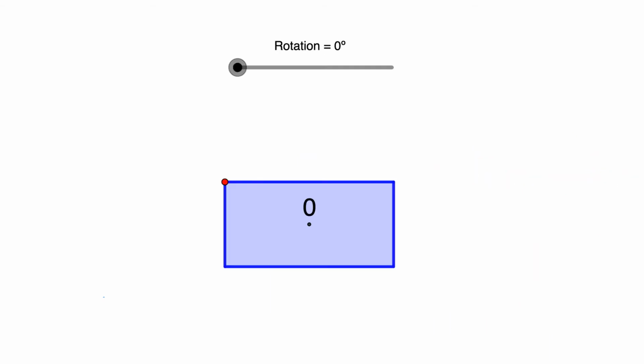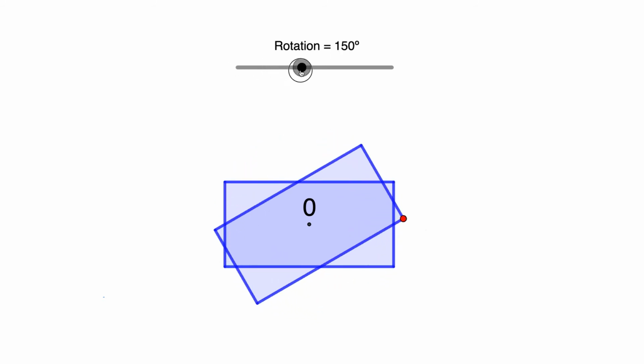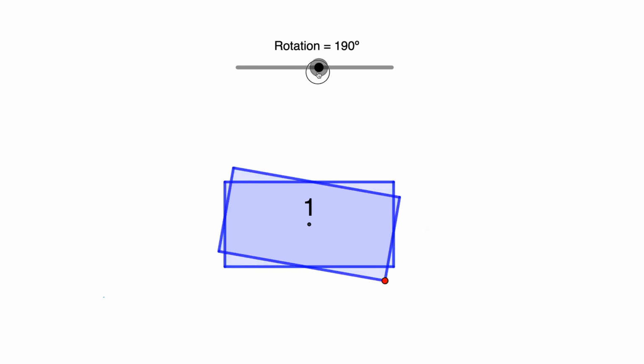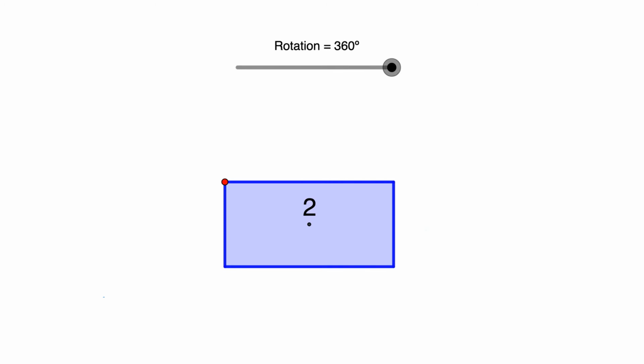And again, let's have a look at an oblong. This is a rectangle that is long and thin, so it's not a square. Keep count of how many times this oblong fits on itself in one full turn. That's once. That's twice. Therefore, we say an oblong has order of rotation symmetry 2.